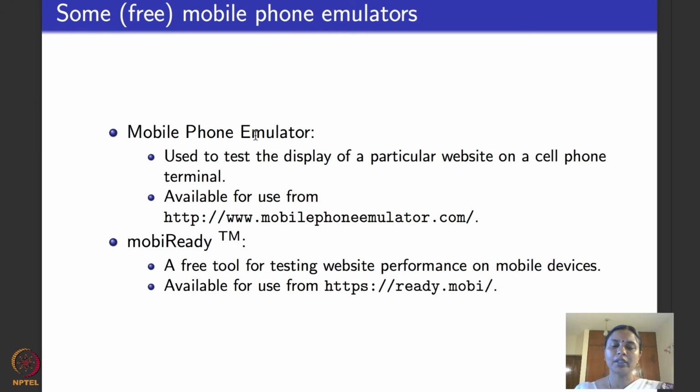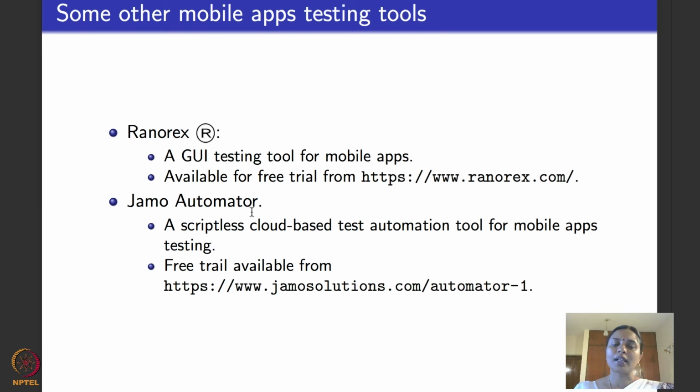Another emulator is MobiReady. This is a free tool for testing the performance of a website on a mobile app. You can pick it up from this site. Then there is another tool called Ranorex, which provides a GUI testing tool for mobile apps. This is not an open source tool. You can download it for a free trial from this website. Another tool that I am aware of is Jammu Automator, which is again not an open source tool, but there are free trials available. This is a scriptless cloud-based mobile test automation tool.